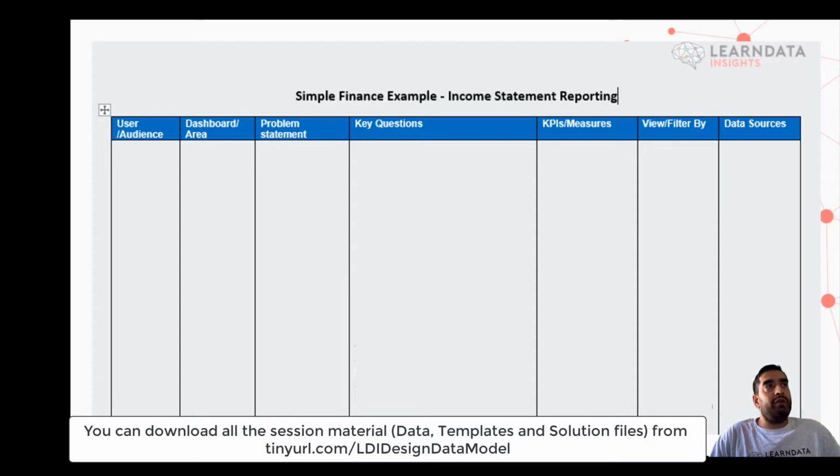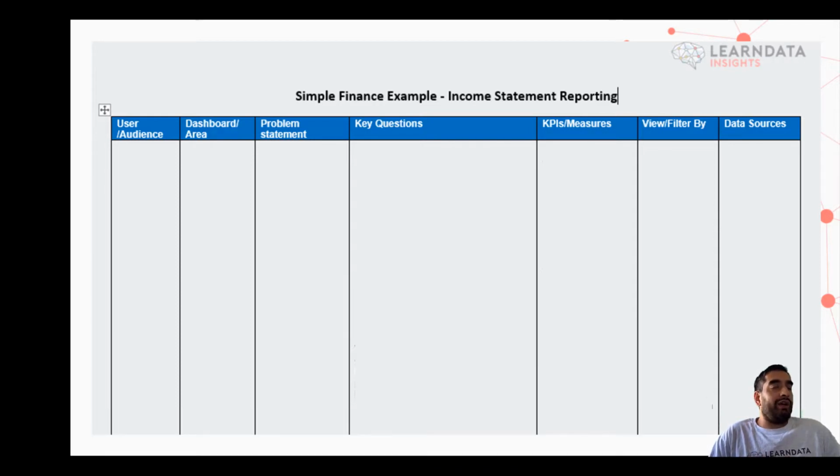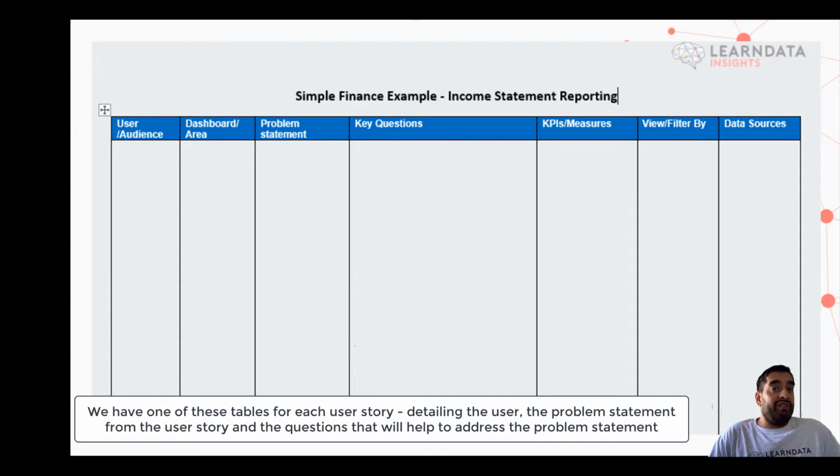And it has a few headings in here which are quite high level. So it starts with a user audience, and this is the user audience of the user story. The dashboard area is the subject area of that user story, and the problem statement is that user story requirement expressed as a problem statement. Ideally something which is actually worrying the individual that they need to do, or something that they need to solve as part of their job.